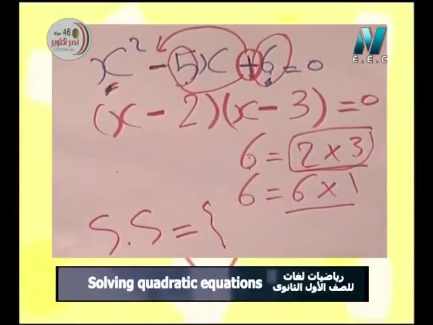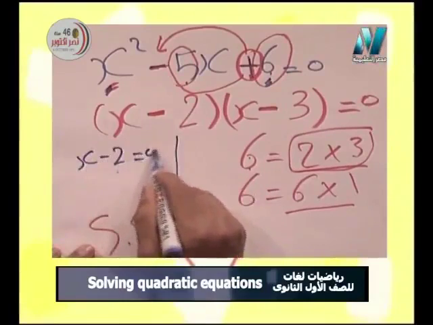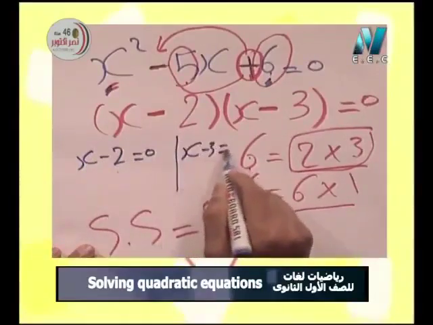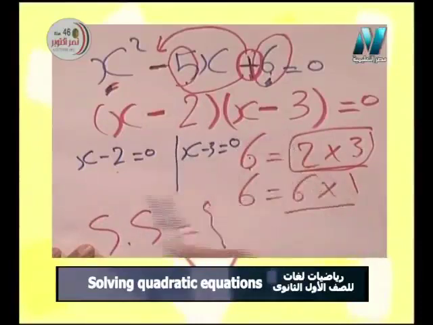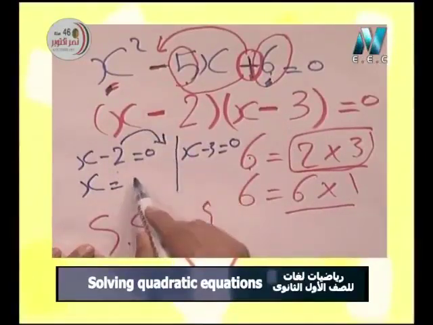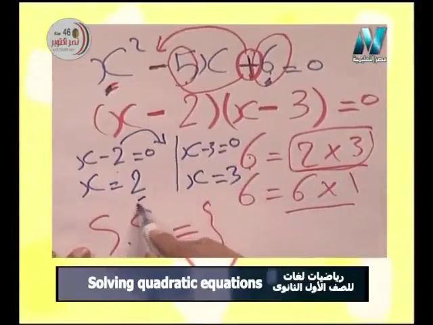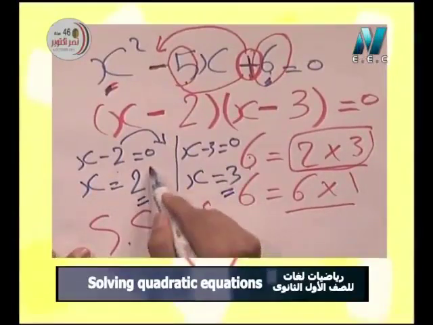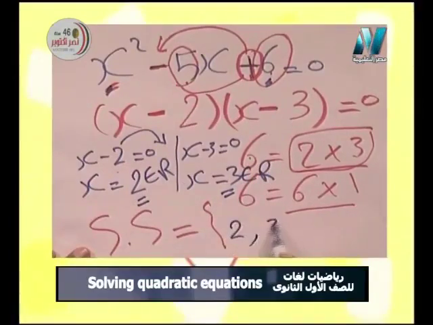2 and 3. Why 2 and 3? Because if we divide this, we will put x minus 2 equals 0 and x minus 3 equals 0 also, because when a number multiplies a number and it equals 0. Here x equals negative 2, transferred to the other side equals 2, and x here equals 3. So the solution set will be 2 and 3, because 2 belongs to R and 3 belongs to R. So the answer will be solution set equal 2 and 3.